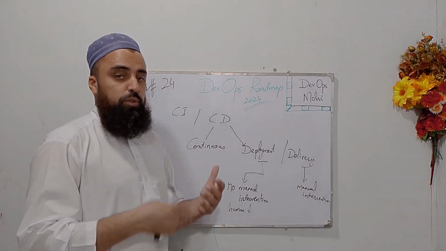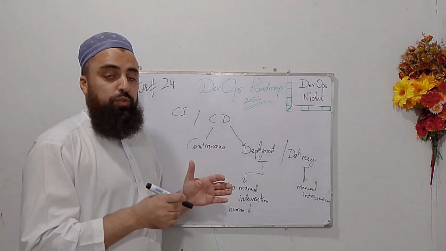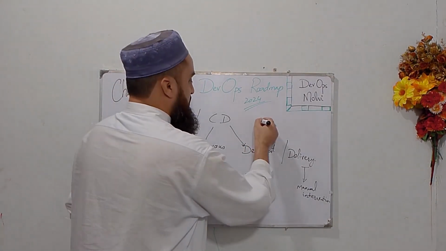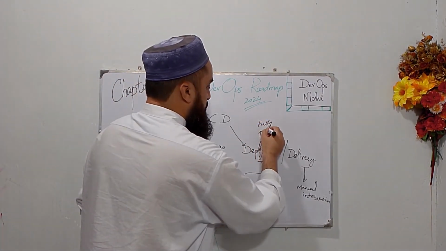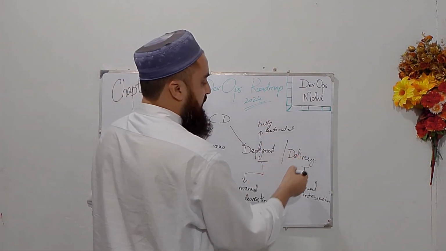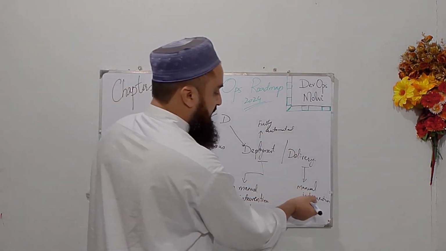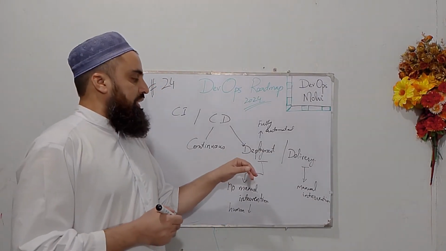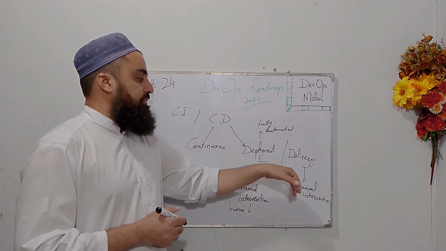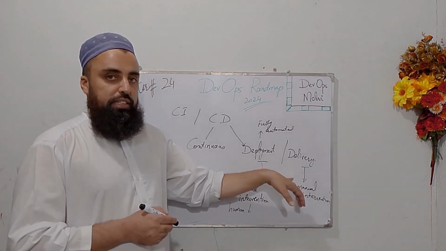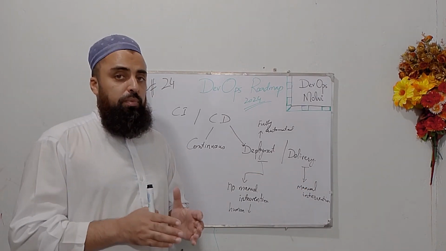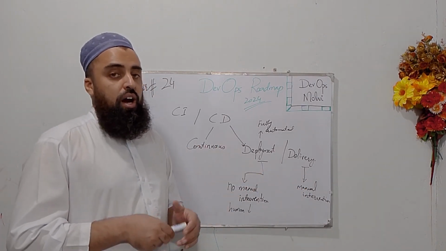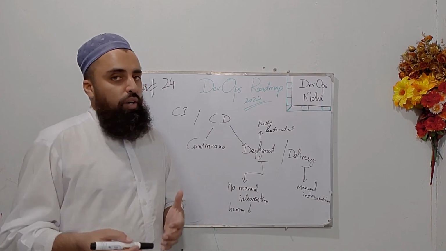The purpose is the same, to deploy the code, but in continuous deployment it is fully automated because no manual intervention is required. Whereas continuous delivery is not fully automated, because we need some manual intervention to deploy the code. So continuous deployment is fully automated without any intervention, and in continuous delivery we need some manual intervention to deploy our code. That is actually the key difference. Otherwise the concept is the same, to deploy our code.